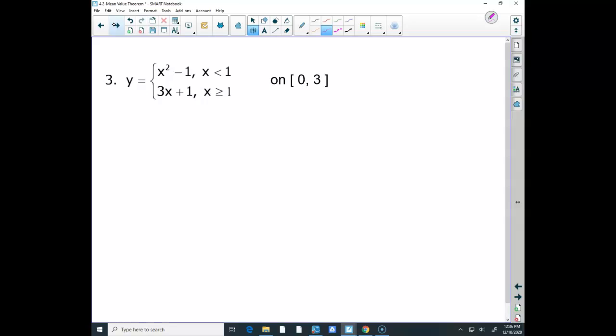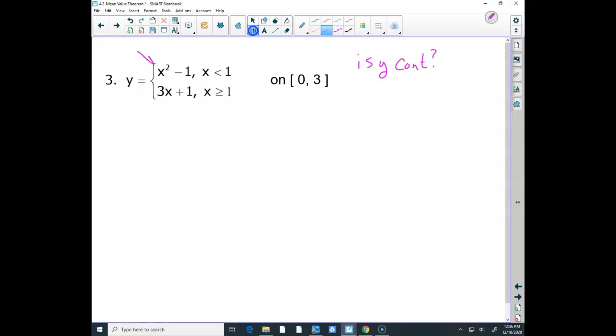Ooh, we got a piecewise function, little critter. Well, what do we need to know? Is the A rock equal to the I rock? Let's see. Can we find the value C? Well, I need to make sure first: is y, not y prime, sorry, is y continuous?